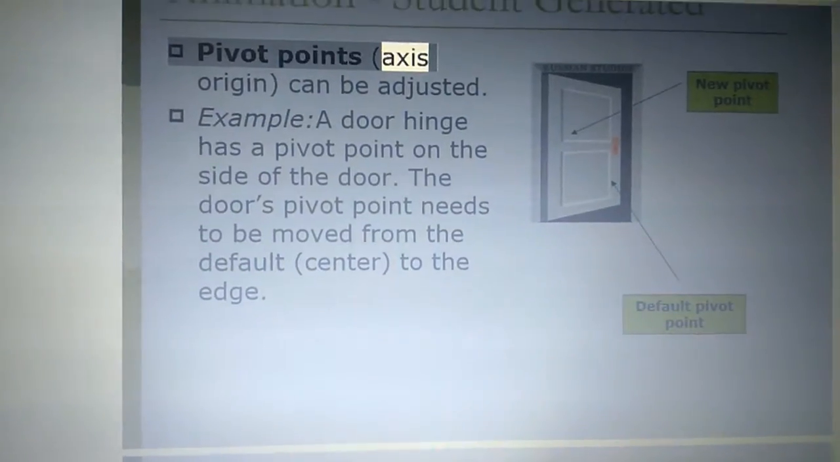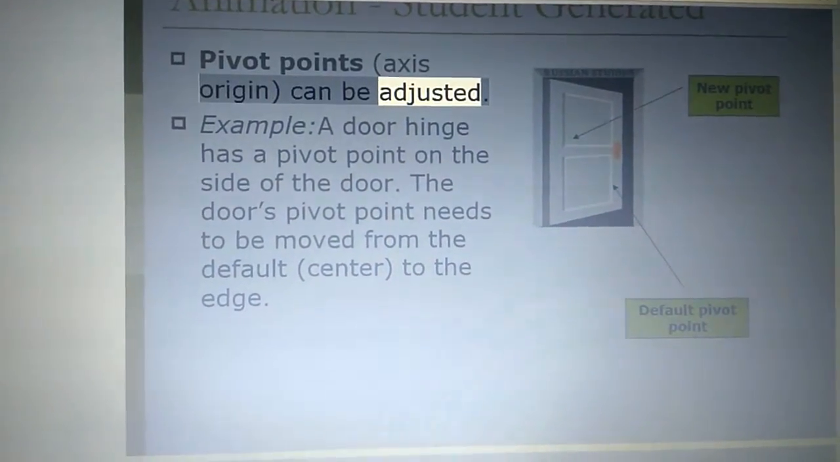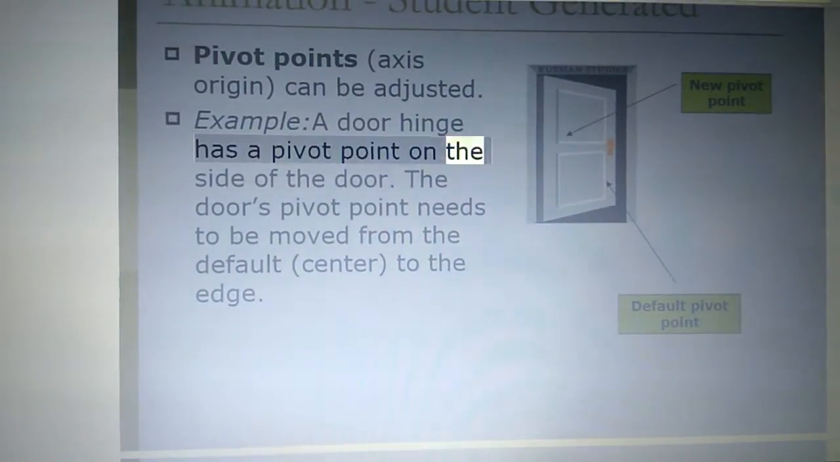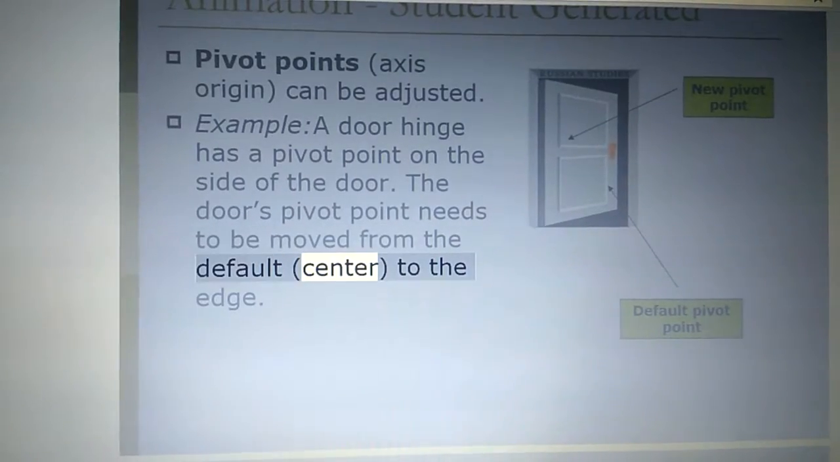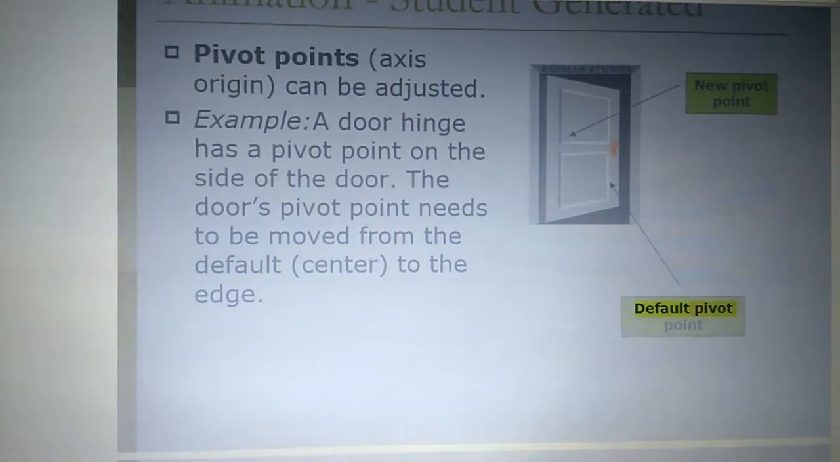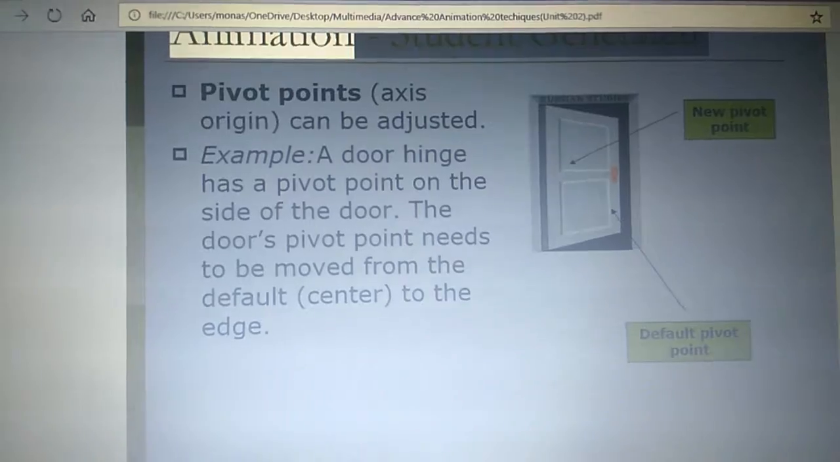Pivot points, or axis origin, can be adjusted. Example: a door hinge has a pivot point on the side of the door. The door's pivot point needs to be moved from the default center to the edge. Default pivot point. New pivot point.